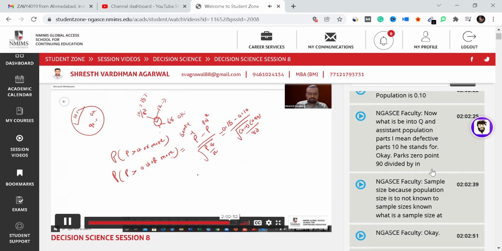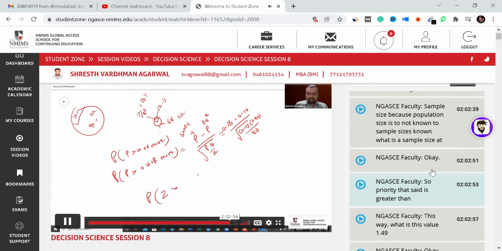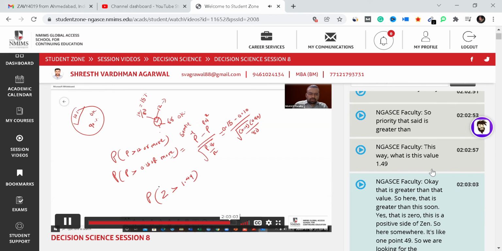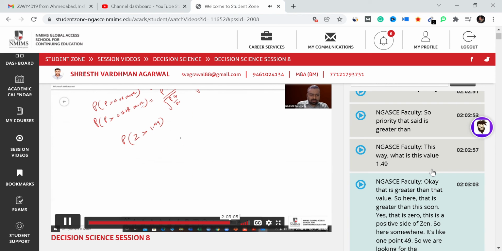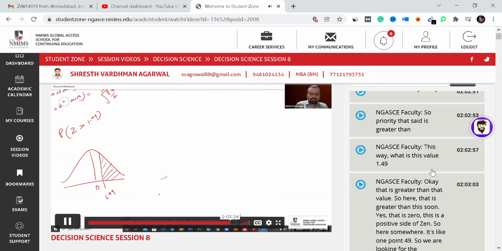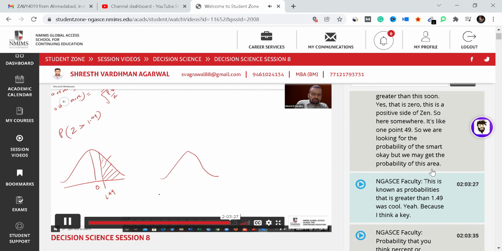So the probability that Z is greater than this value. What is this value? 1.49. Z is greater than that value. So here Z is 0. This is the positive side of Z. Somewhere here it's 1.49. So we are looking for the probability of this part, but we may get the probability of this area. This is known as the probability Z is greater than 1.49.